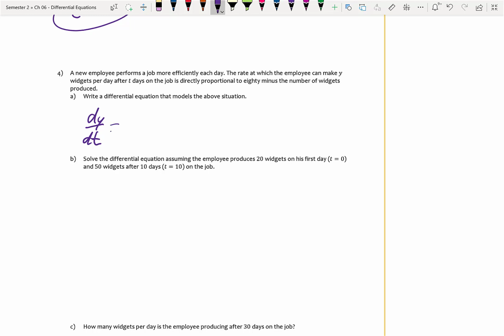Is directly proportional, equals k times 80 minus the number of widgets produced. That would be 80 minus y. Solve the differential equation assuming 20 widgets on the first day, 0, 20, and 50 widgets after 10 days, 10, 50. Is this looking familiar to every other problem we've done now?